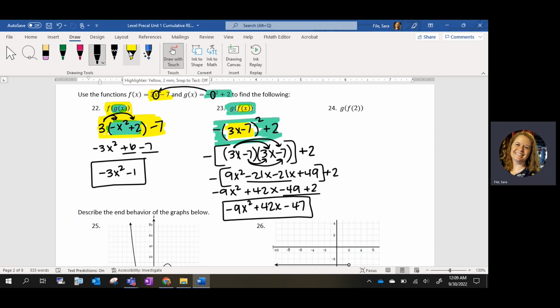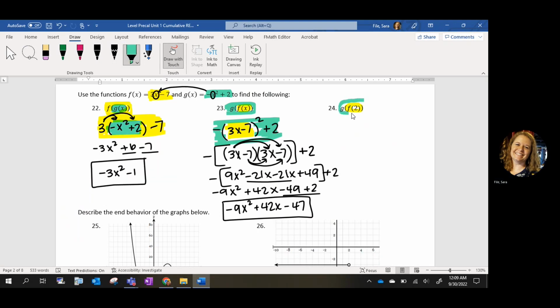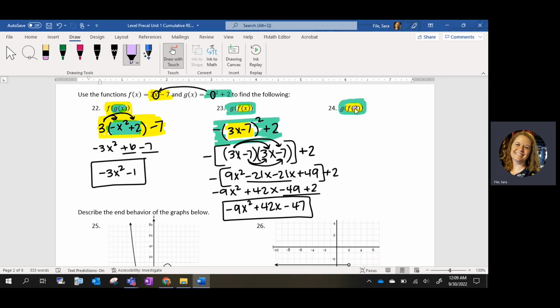Then last but not least, now they have an actual number. So they have the f function inside the g function, just like the last question. F is inside g, but inside that then is a number. Okay, so we're going to work inside out. So I'm going to find this f of 2. So I'm going to take the f function and I'm going to input a 2.